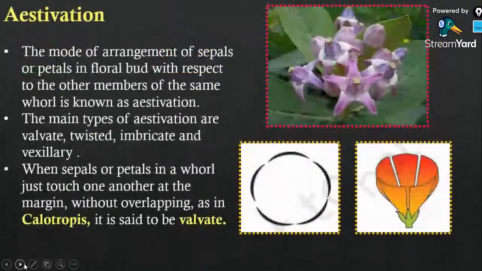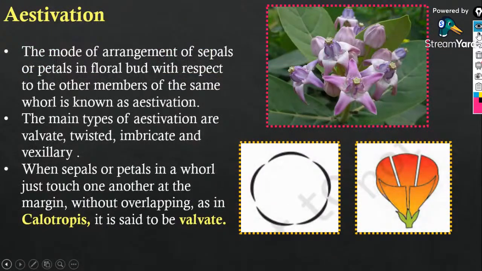Okay, our next topic is aestivation. First of all, let me tell you what aestivation is. It is the mode of arrangement of sepals or petals in a floral bud. The mode of arrangement of sepals or petals in a floral bud is known as aestivation.